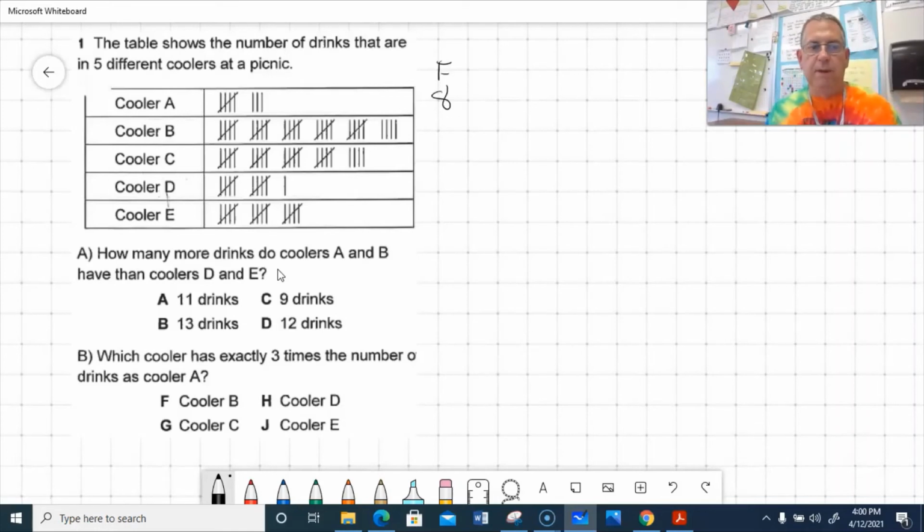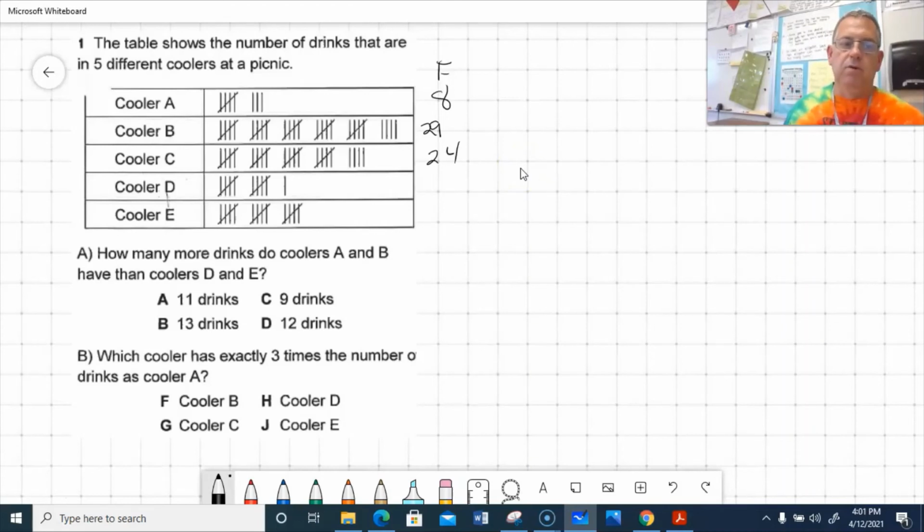How many drinks are in cooler B? Okay, I'll skip count by 5s. That's 5, 10, 15, 20, 25, and then 4 more would be 29. 29 drinks. How many drinks are in cooler C? Okay, we'll skip count by 5s. 5, 10, 15, 20, and then 4 more is 24.